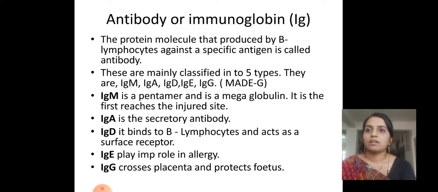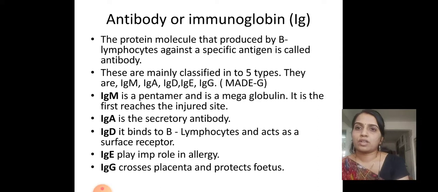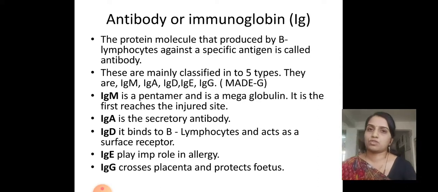Next is antibody or immunoglobulin. It is also called Ig. The protein molecule that is produced by B lymphocytes against a specific antigen is called antibody. So that protein molecule will be responsible for showing the defense mechanism. These are mainly classified into 5 types. They are IgM, IgA, IgD, IgE and IgG.